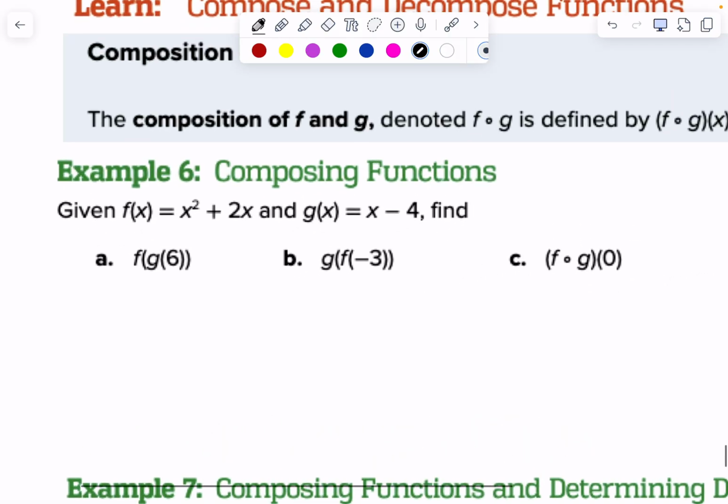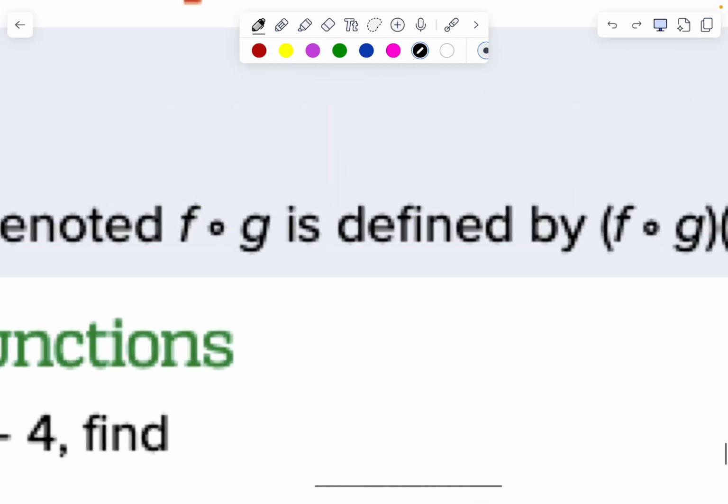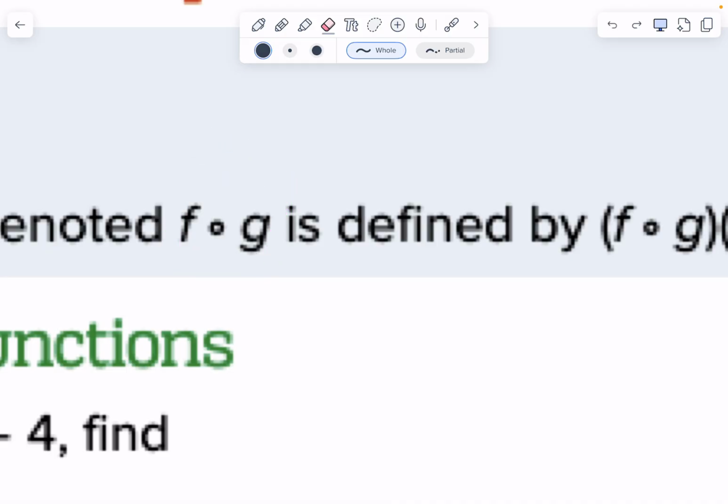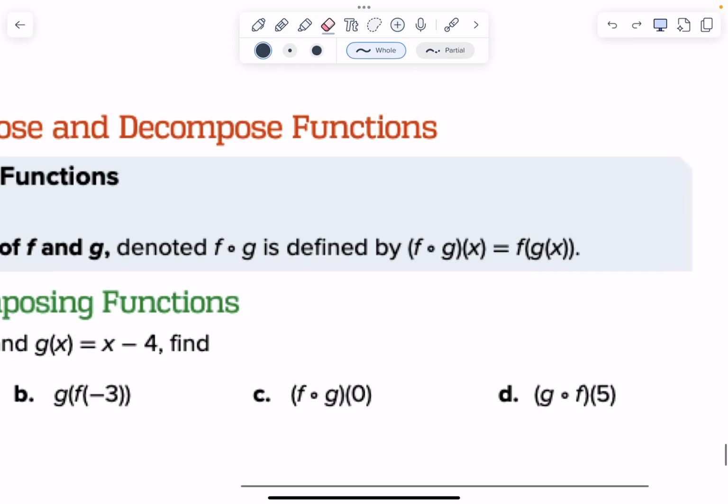These are composition functions. Their little circle is a little bit smaller than my little circle, but notice that I write it big, f composed of g. You can tell that that's f of g. That is different than this, which is multiply. This is composed. When it says compose, it matters what order it goes in.